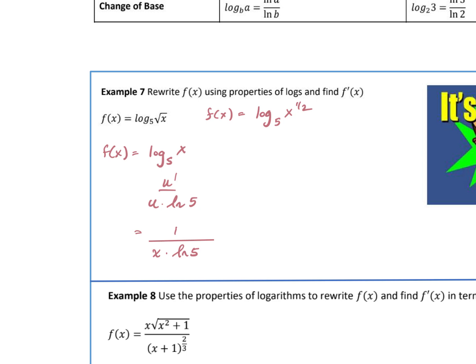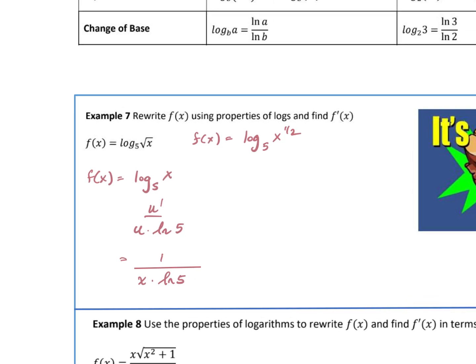So let's go back to the one that I have here. It's going to be f prime of x, so u prime over u, and then ln of 5. So u prime would be 1/2, I'm just doing the derivative of the inner piece, so 1/2 x to the negative 1/2, and then over the inner piece, which is x to the 1/2, and then we're going to times it by ln of 5. Okay, that's basically the answer. I'm going to simplify it.